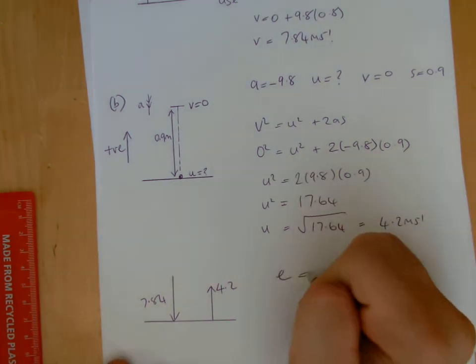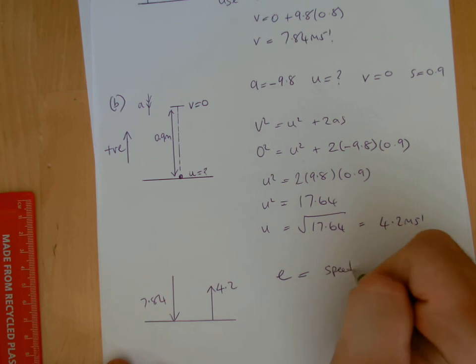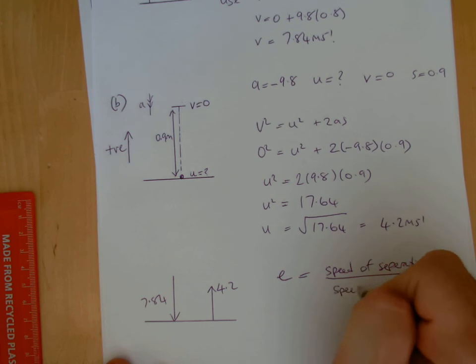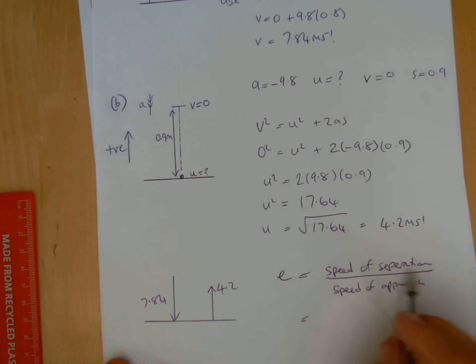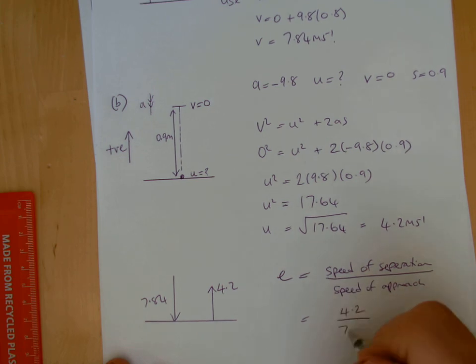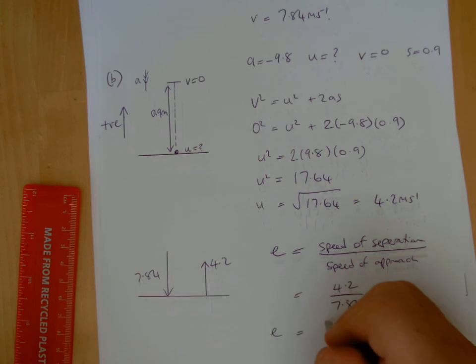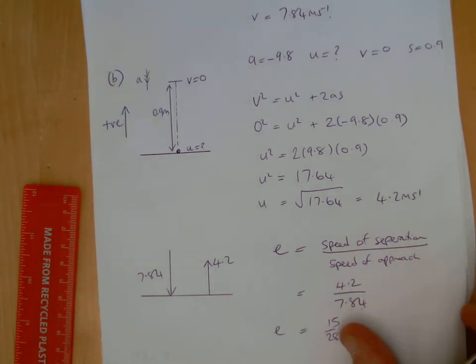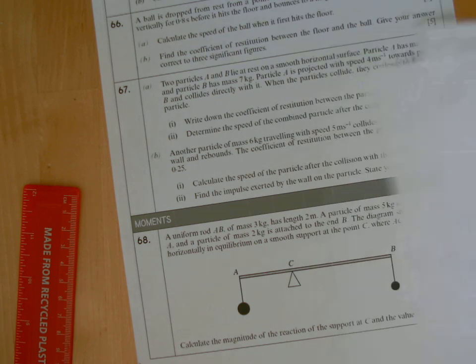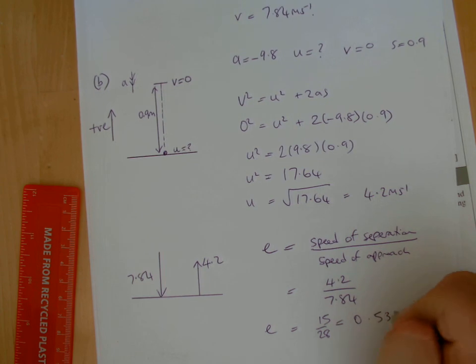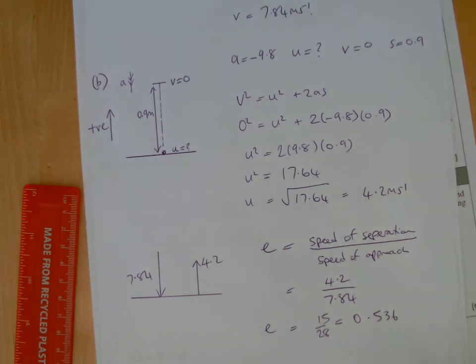To get the coefficient of restitution, remember it's the speed of separation divided by the speed of approach. So speed of separation is 4.2, speed of approach is 7.84. You can get your e just by dividing those two, and we get a value of 15 over 28. It says to three significant figures, so that would be 0.536 rounded to three significant figures.